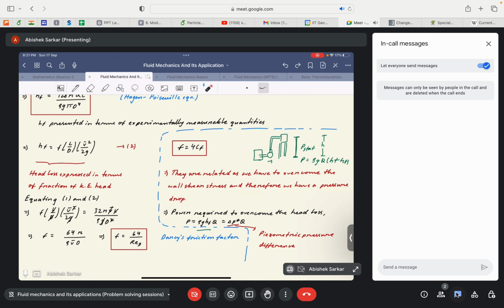So that also needs to be considered. Okay, so that's why it is a piezometric pressure difference and not the pressure difference itself. Or, I must say, the static pressure difference itself. So actually the piezometric pressure.